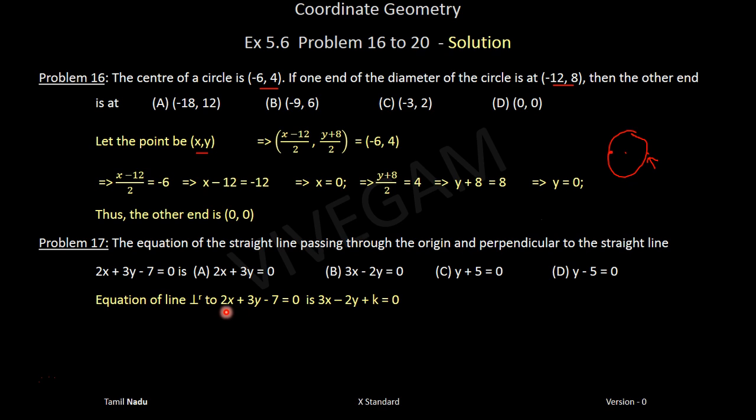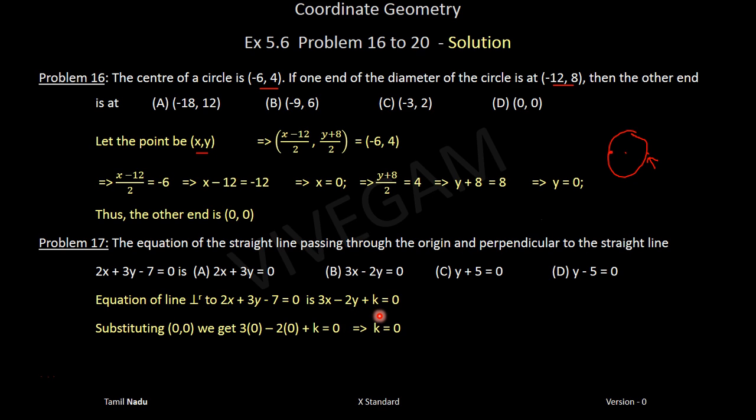Let me repeat. This is ax plus by minus 7 equal to 0, plus k, whatever. When you want an equation of the perpendicular line, all you do is interchange the coefficients of x and y. So it will become 3x and 2y, and you add a negative sign to the coefficient of y. So in this case it will become 3x plus 2y, and when you add a negative sign it will become minus 2y. So 3x minus 2y plus k equal to 0 is the equation of the perpendicular line.